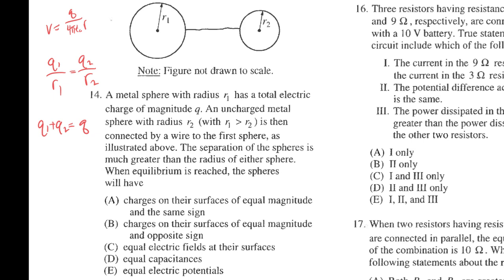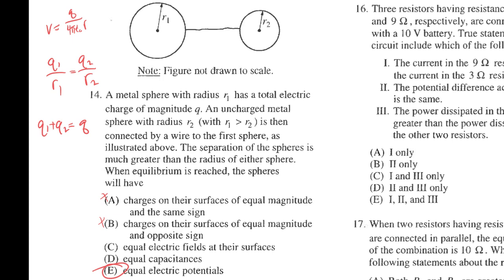When equilibrium is reached, the spheres will have charges on their surfaces of equal magnitude. No, they're not going to be of equal magnitude. Charges on the surfaces of equal magnitude, opposite sign. No. Equal electric fields at their surfaces. No. Equal electric potential. Oh, I didn't have to do any of the work. E. They'll have equal electric potentials. Okay. I'm sorry. I wish I hadn't done all that work because it was just select one from the list. I should have looked at my selections more. But yeah, charges will move until you get to the same potential on both surfaces.